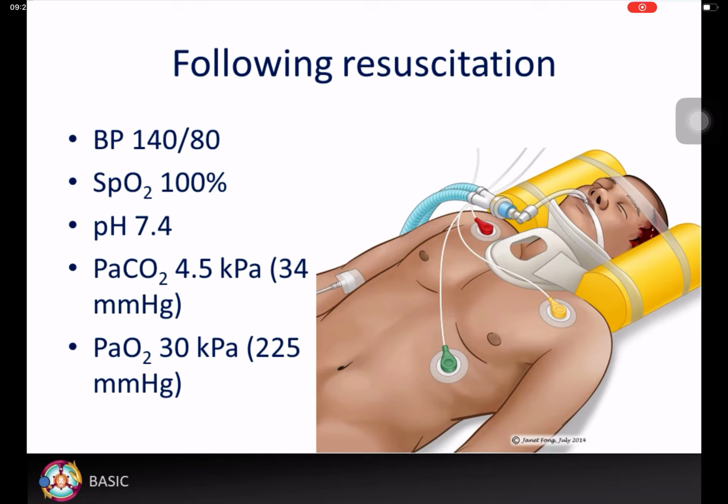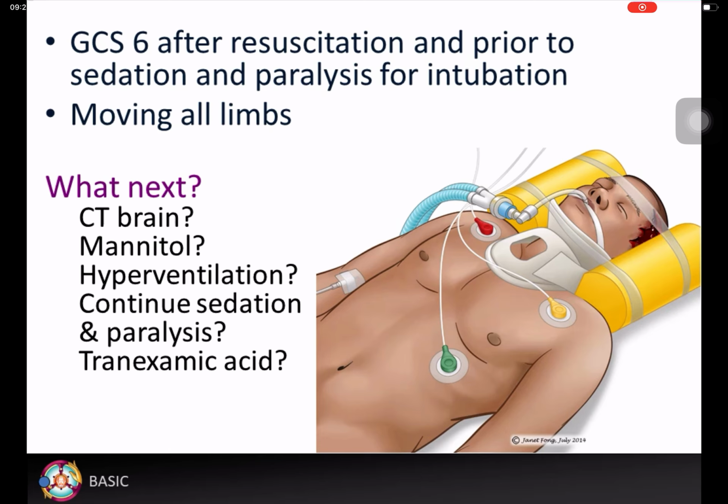Following resuscitation, our patient has a blood pressure of 140/80, saturation of 100%, pH of 7.4, PaCO2 of 4.5 kilopascals or 34 millimeters of mercury, and a PaO2 of 30 kilopascals or 225 millimeters of mercury. He is paralyzed, sedated, intubated, and ventilated. His GCS was 6, and he was moving all limbs prior to sedation and paralysis. His neck has been immobilized. What should we do next?